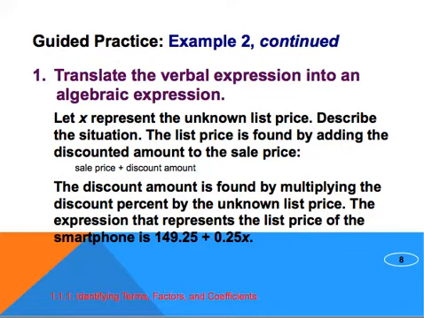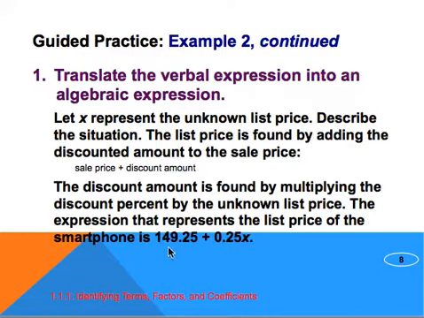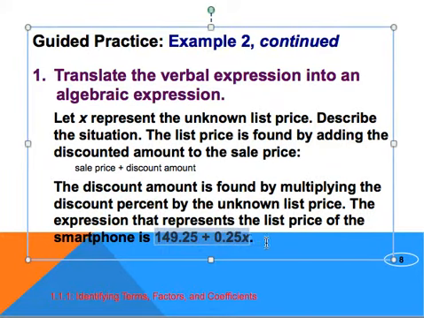All right. Step 2 is identify all the terms. So there are two terms describing the expression. You have the sale price, and then you have the discounted 25% off of the list price. And if I go back, looking at the expression, you have two terms, one addition sign. This is a term, and then this is also a term.